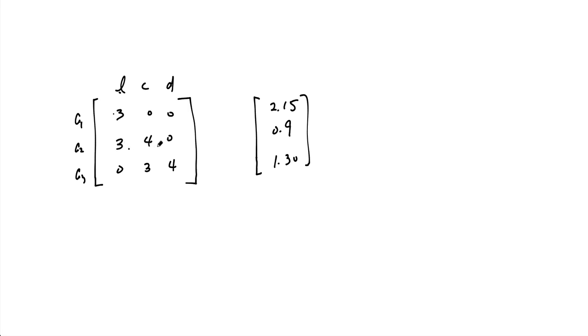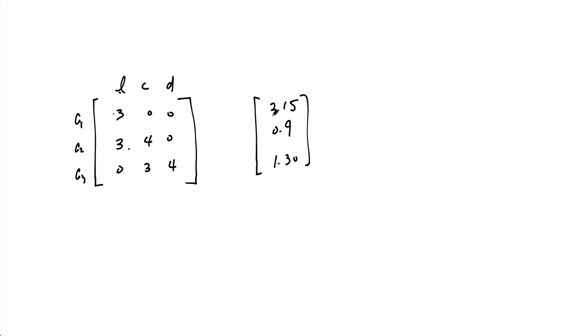The second one uses 3 lilies and 4 carnations. And third one uses 4 daisies. So this one represents 4 daisies and 3 carnations. Okay, so arrangement 1 represents just 3 lilies, then 3 lilies and 4 carnations, no lilies and 3 carnations and 4 daisies. And this is the pricing vector or pricing matrix.